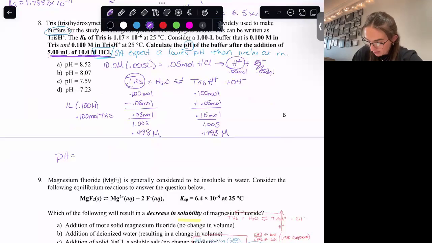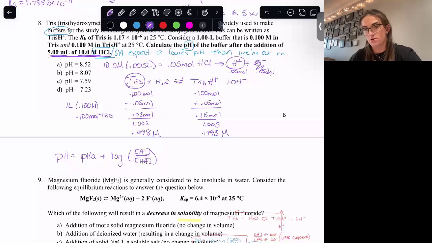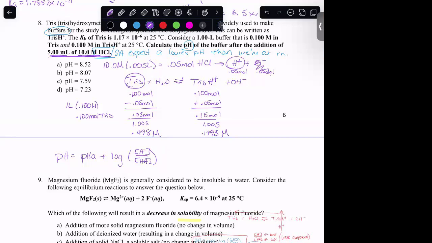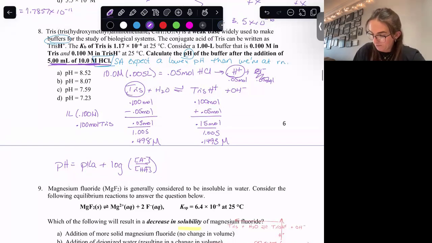But then we have pH is equal to pKa plus the log of base over acid. Do we have the pKa? No, but we can find it from the Kb. Perfect, right? So we're given Kb.